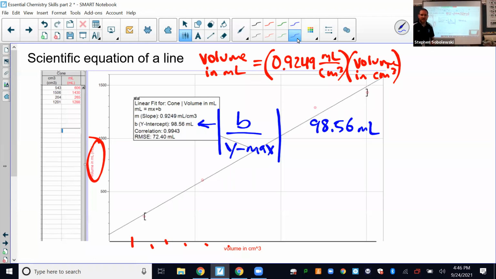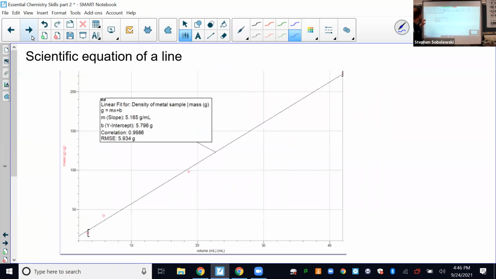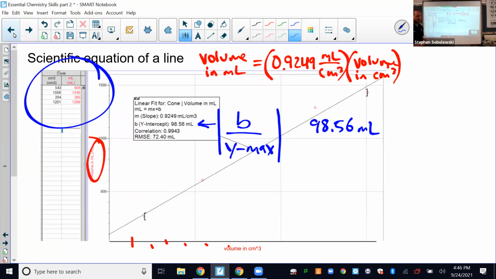The y max is not listed in that data box. You need to find it, and there's one of two ways. If the data are shown, which they are right here, then you just find the number and use that number. If the data are not shown, like on the next one, then you have to estimate it from the graph, okay? But if the data are available, use the data.